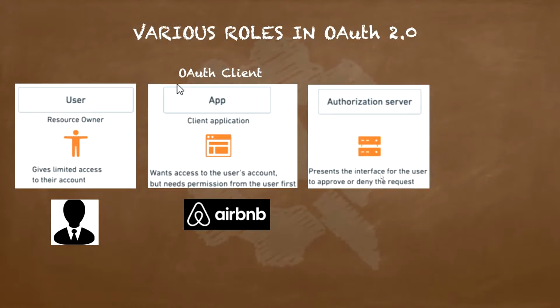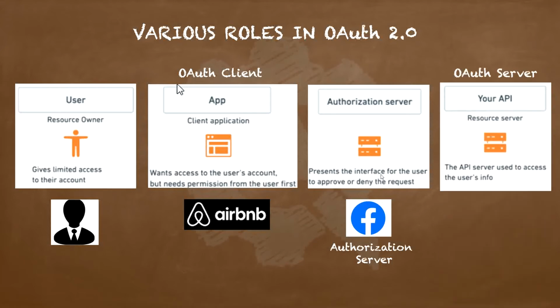Next comes the authorization server. This is the server that presents the interface where the user approves or denies the request. Remember, we had got a page from Facebook where we could accept or reject Airbnb's request to access our data on Facebook. That page was from the authorization server. In smaller implementations, this may be the same server as the API server, but in large-scale deployments, it will often be built as a separate component. For simplicity, let's just call it Facebook Authorization Server.